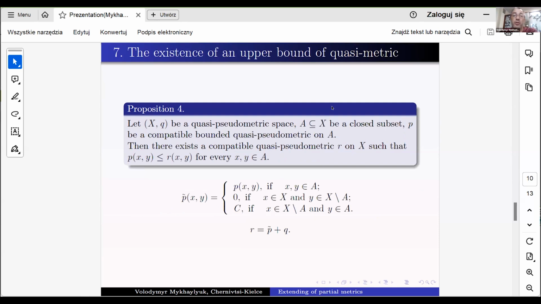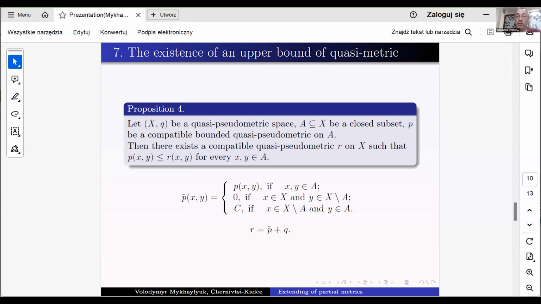We can solve this problem in the case of a bounded quasi-pseudometric P. Namely, let (X, Q) be a quasi-pseudometric space, A a closed subset, and P a compatible bounded quasi-pseudometric on A, bounded by C. Then there exists a compatible quasi-pseudometric R on X such that we have the needed inequality for our quasi-pseudometric P.